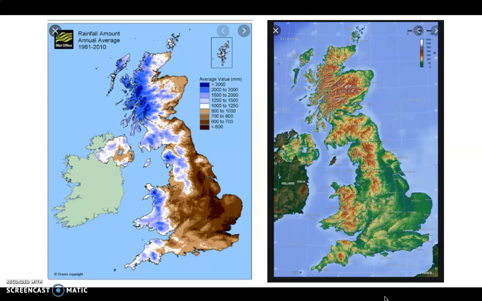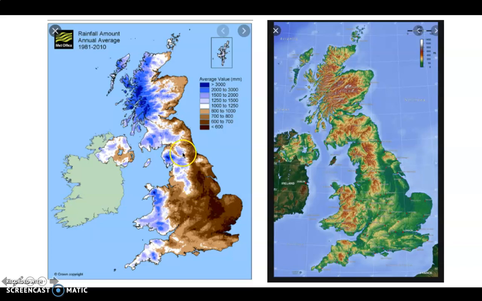This map here really highlights how orographic rainfall works. It's a map of the UK, and you've got the map on the left, which shows you the rainfall amounts. What you'll notice is that the areas with the darker blue have the highest rainfall, and the areas that are white are also over 1,000 millimetres of rain a year, which is quite high. And then you've got the brown areas, which are areas of the UK where the rainfall is lower.